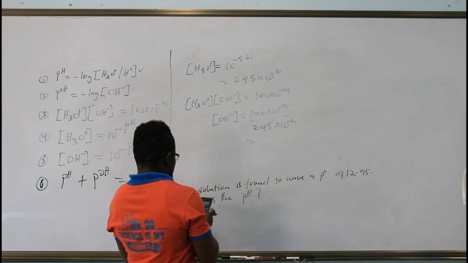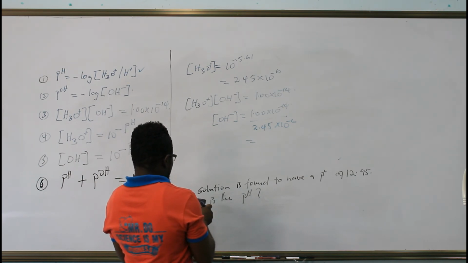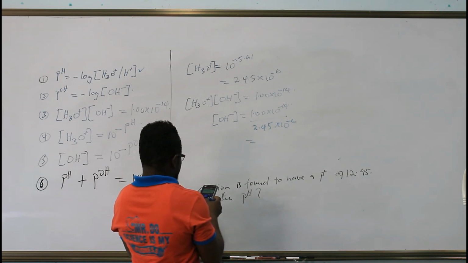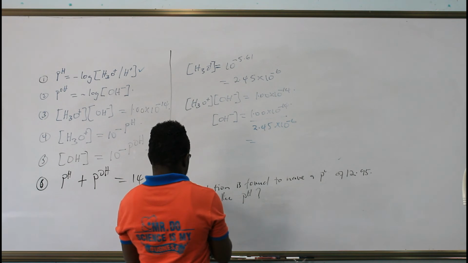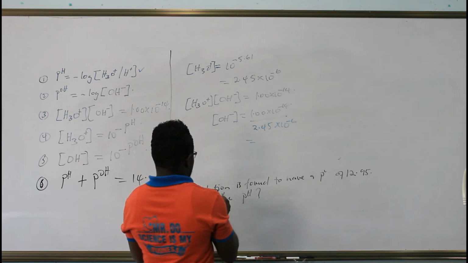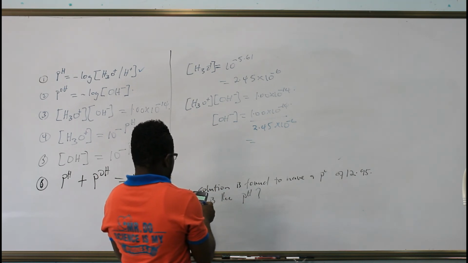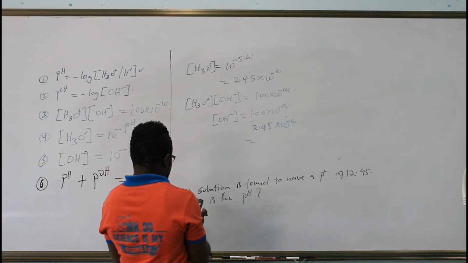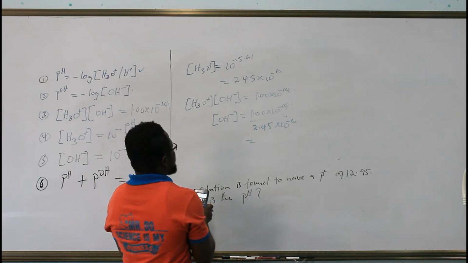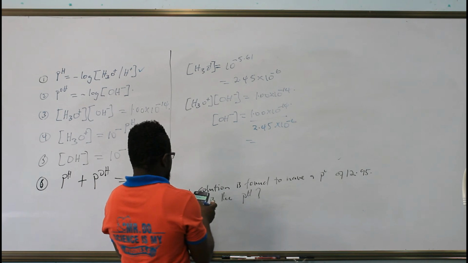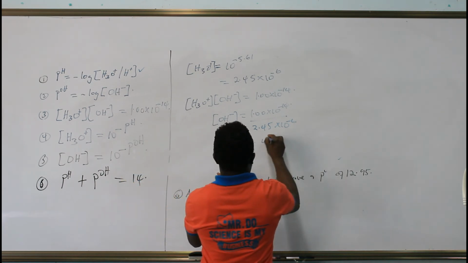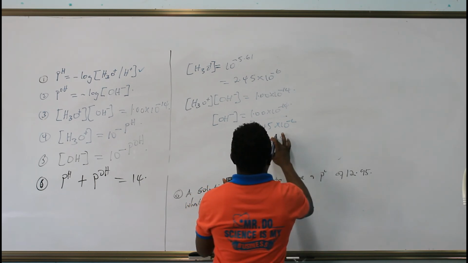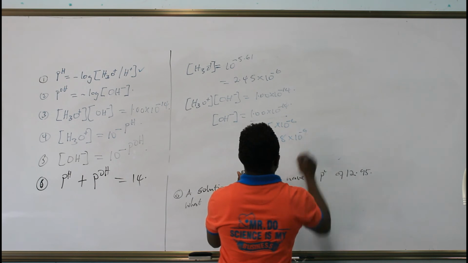So we have 1.00 times 10 exponent negative 14, and then we are dividing that by 2.45 times 10 exponent negative 6. And this is going to give us 4.08 times 10 exponent negative 9.